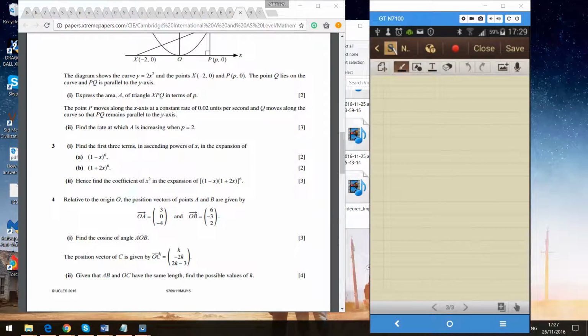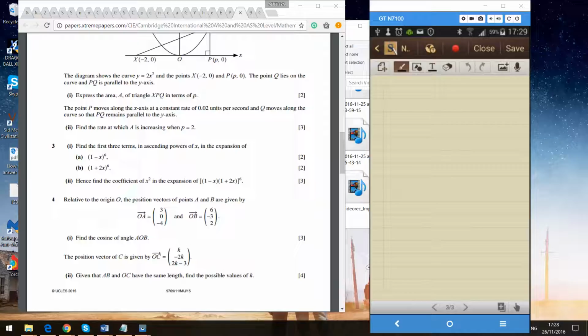So now let's move on to part II of the question. Given that AB and OC have the same length, find the possible values of k. The information given is that AB and OC have the same length, that's the same magnitude. So let's first of all find the vector AB.